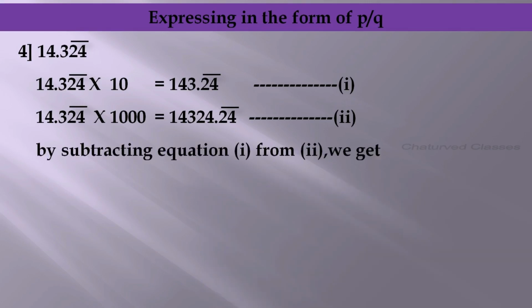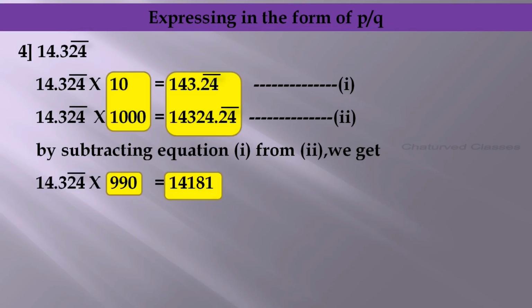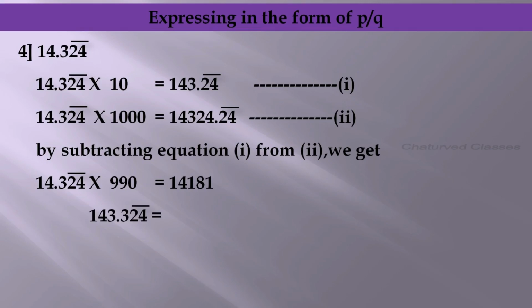By subtracting equation 1 from 2, we get 14.324 bar into 1000 minus 10, which gives 990, and 14,324.24 bar minus 143.24 bar gives 14,181. So when you write it in the form of p by q, you get the final answer as 14181 by 990.